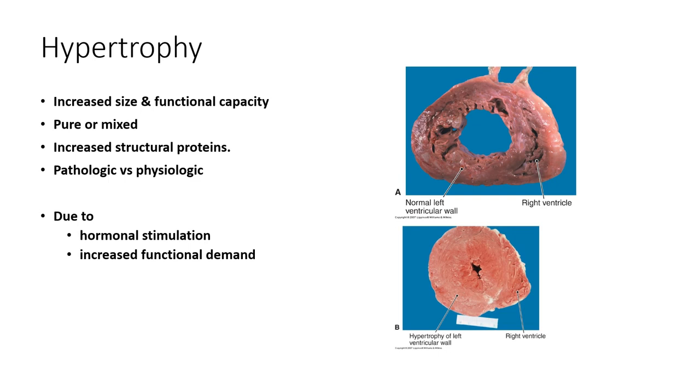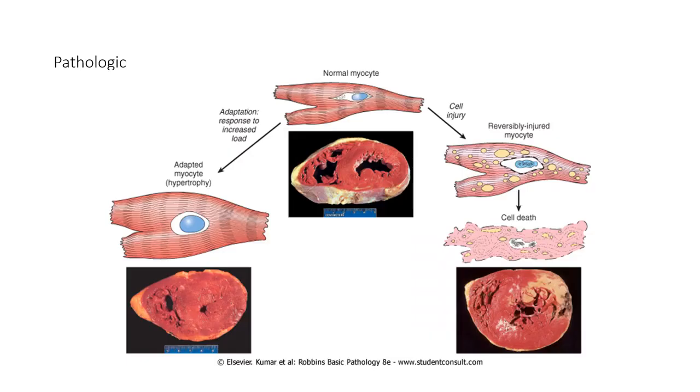Of course, the first example I mentioned, the uterus in pregnancy, is physiologic hypertrophy, while the example of the heart in hypertension, cardiac hypertrophy, is a pathologic hypertrophy. Again, this is an illustration of the pathologic hypertrophy of the cardiac muscles in cases of hypertension.